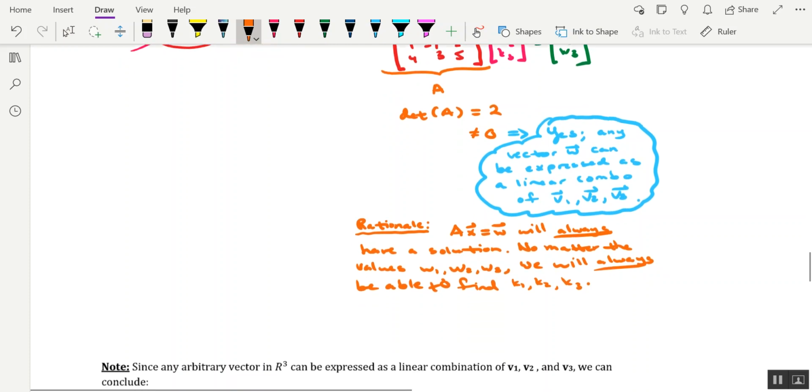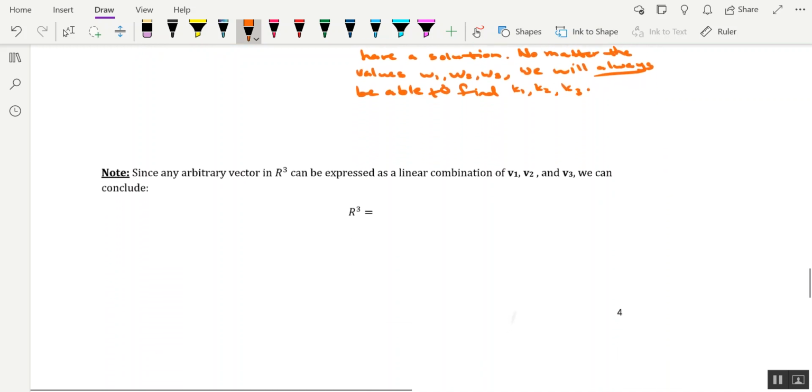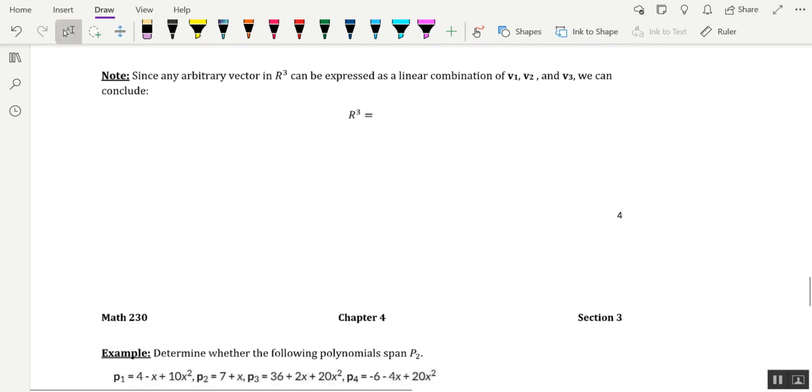Now, since we've identified that any vector in R3 can be expressed as a linear combination of the vectors v1, v2, and v3, we can represent R3 as the span of something other than i, j, and k. Specifically, R3 can now be expressed as the span of our vectors v1, v2, and v3 from this current problem.